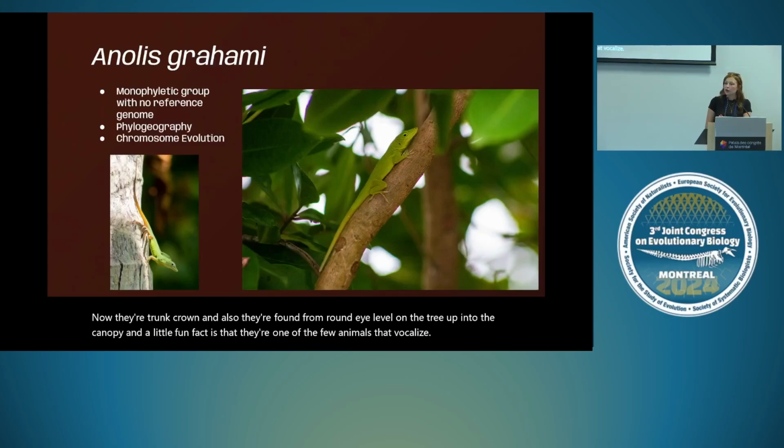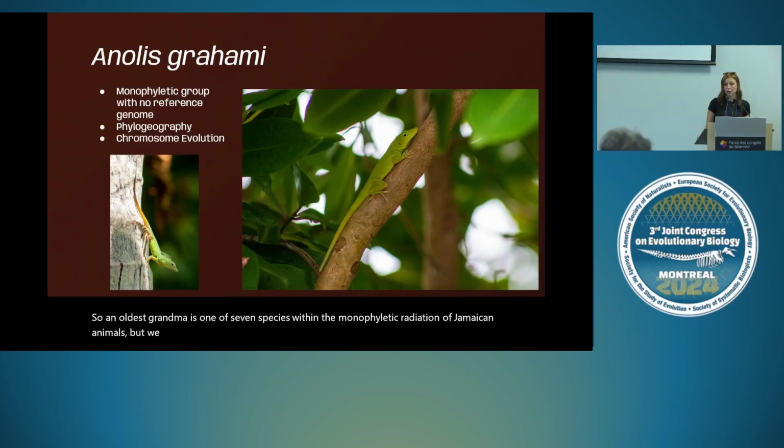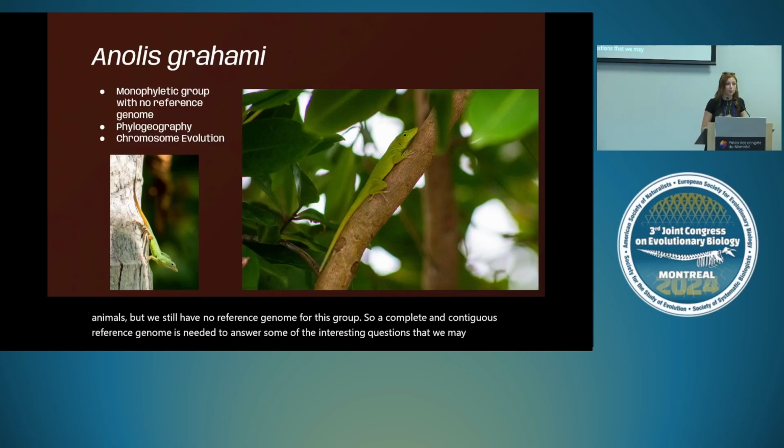So Anolis grami is one of 7 species within the monophyletic radiation of Jamaican anoles, but we still have no reference genome for this group. A complete and contiguous reference genome is needed to answer some of the interesting questions that we may have, specifically questions that are brought up from past research in Jamaican anoles and grami in particular.